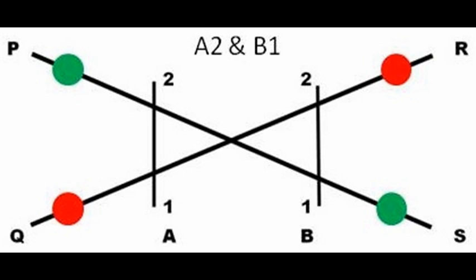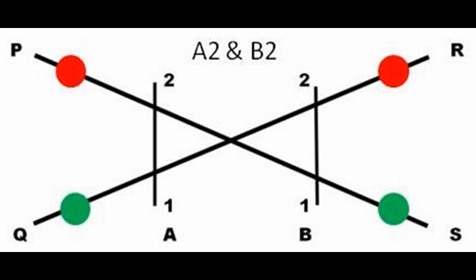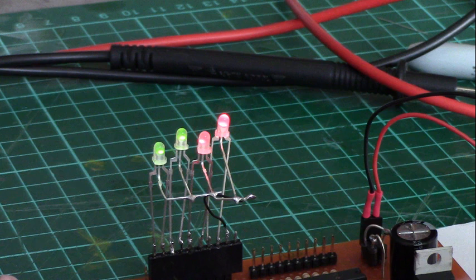For A2, B1, we should have green between P and S and red between Q and R. For A2 and B2, we should have green on Q and S and red on P and R.